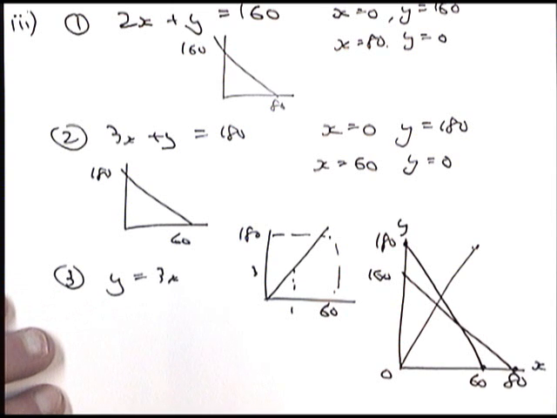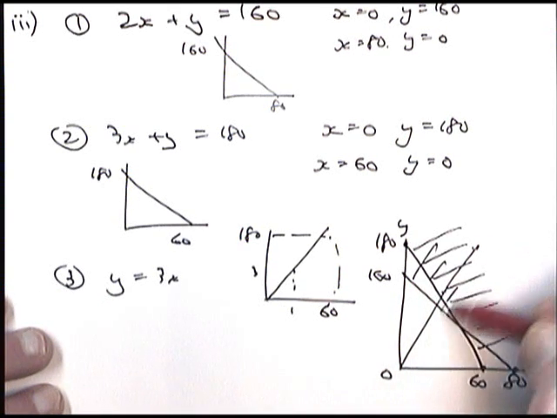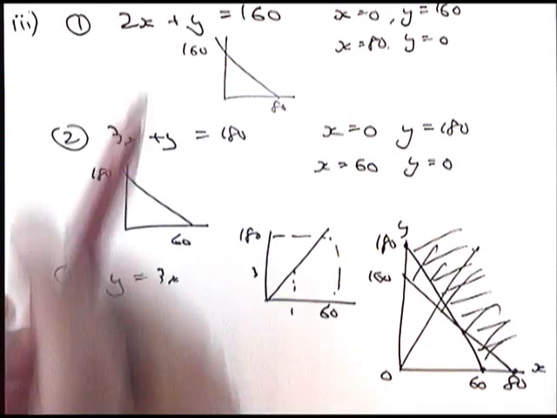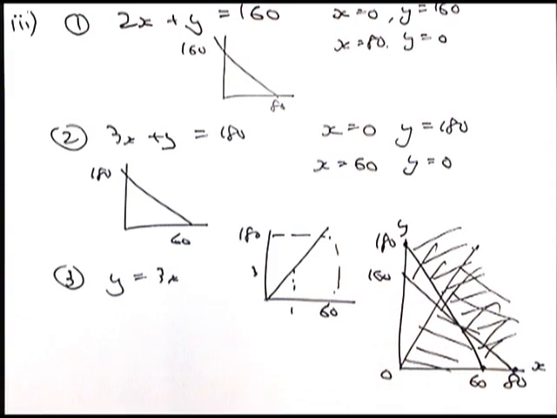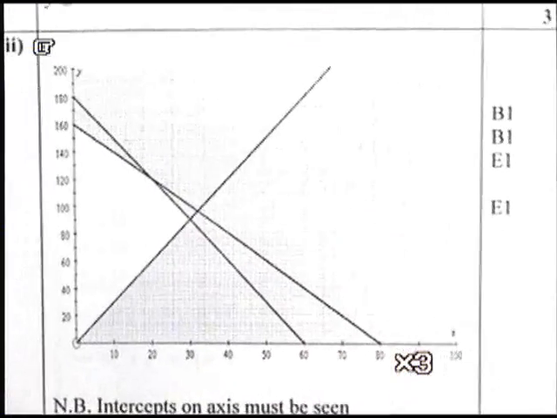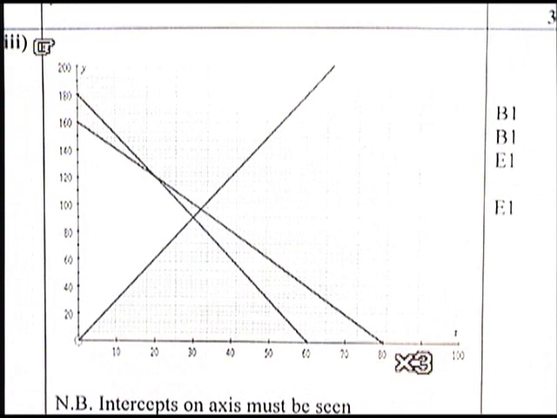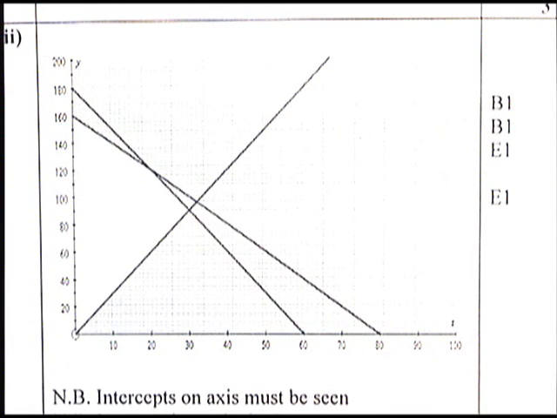Constraints 1 and 2 were both less-than constraints, so I do not want to the right of either of them. And I know y has to be greater than 3x, so y has to be above this line, so I don't want anything below that line. My feasible region is going to be that triangle there. If you draw it accurately, I'm just going to look at the one that's on the mark scheme at the moment. That is the graph that you should get. And that's on the mark scheme, and that file is also available on the KLP.